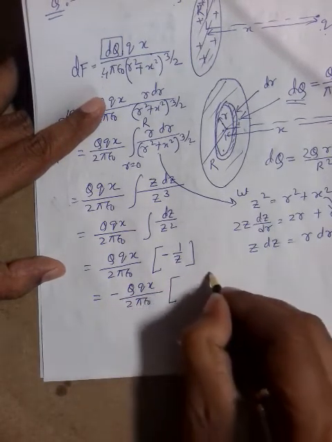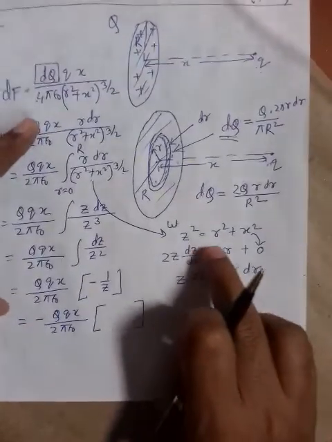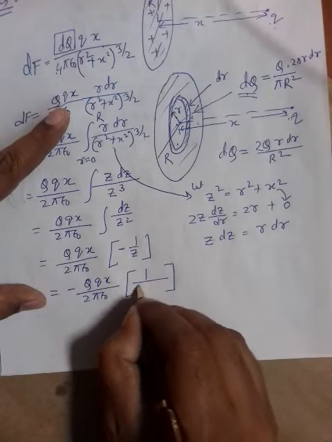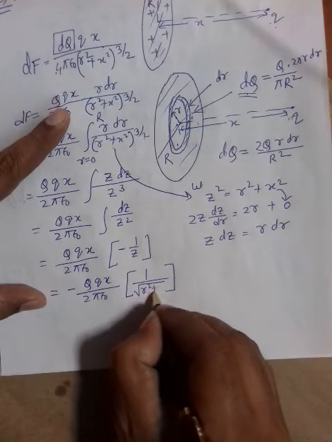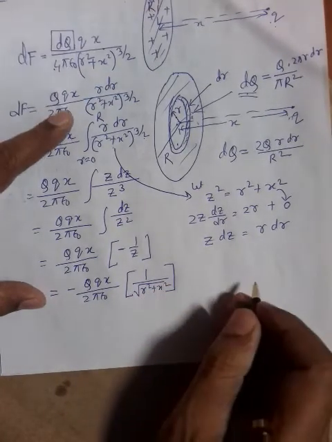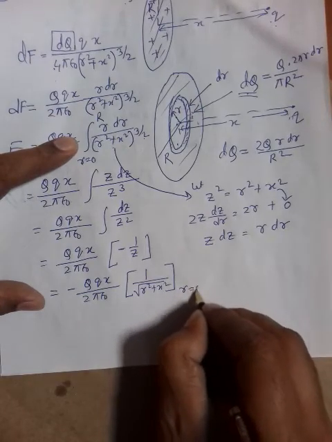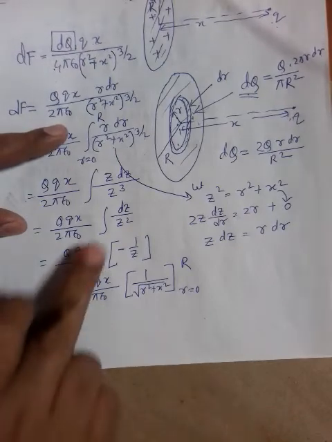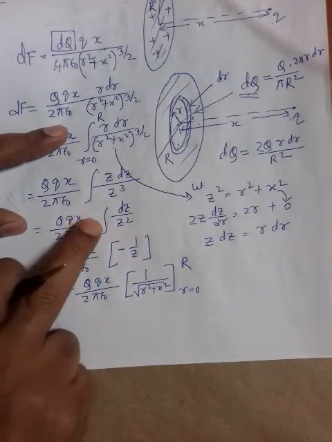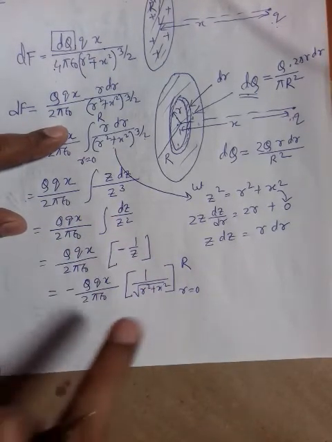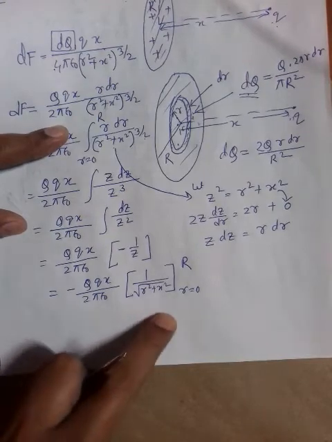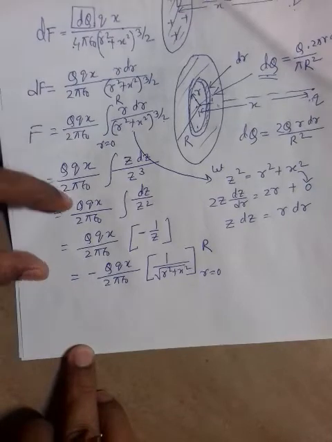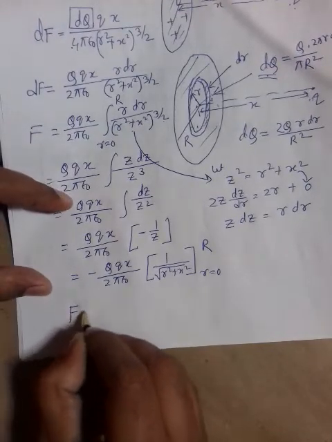What is z? Let me replace. Actually z square is r square plus x square. So z is under root r square plus x square. The limit should go from small r equal to 0 to capital R. Actually the limit for z is not known. That is why no limit was written. Once z is replaced in terms of small r, then the limit is known. Small r should go from 0 to capital R. Now simplification will give the answer.